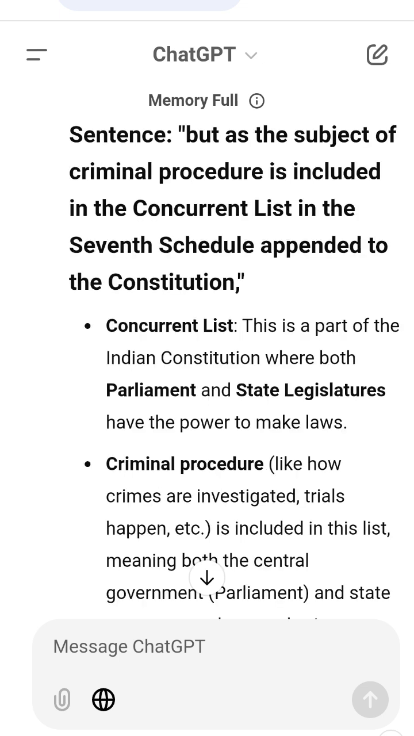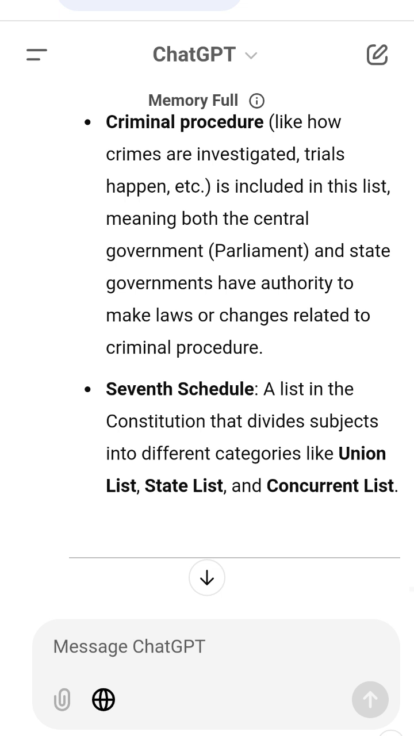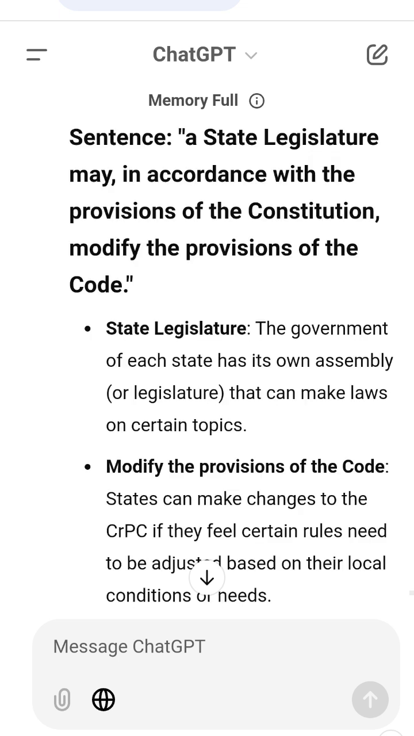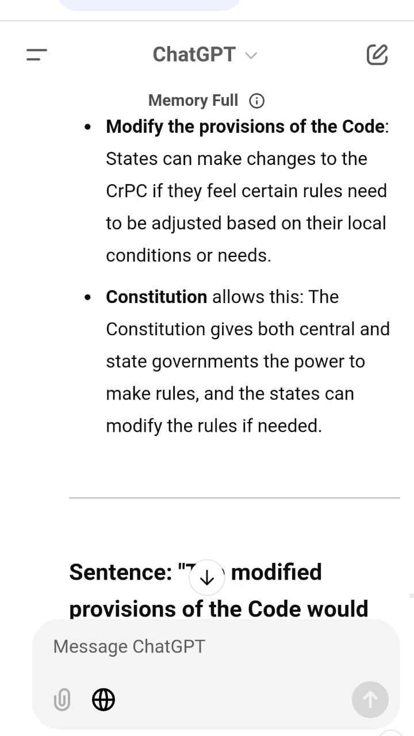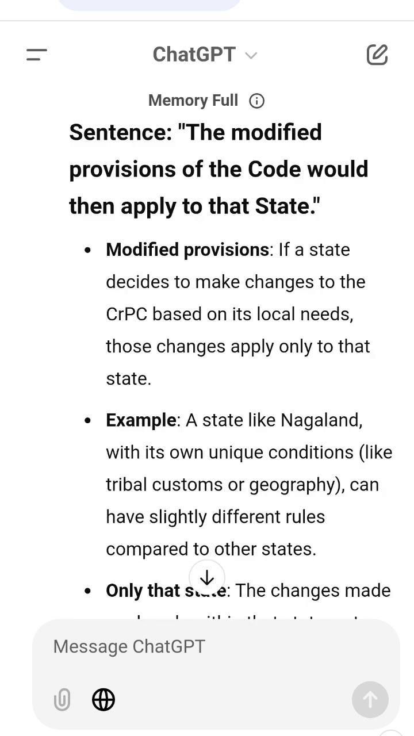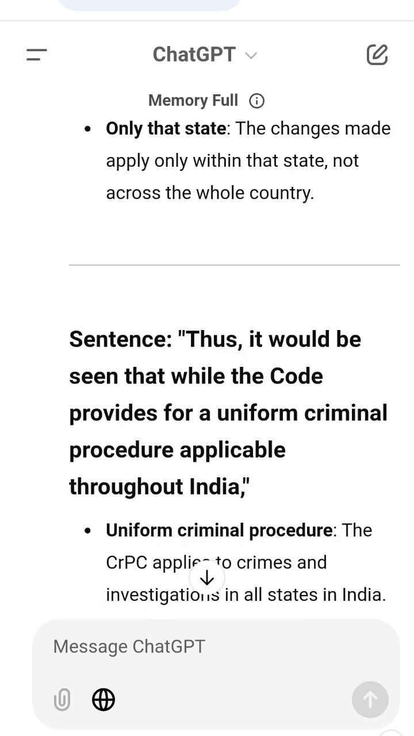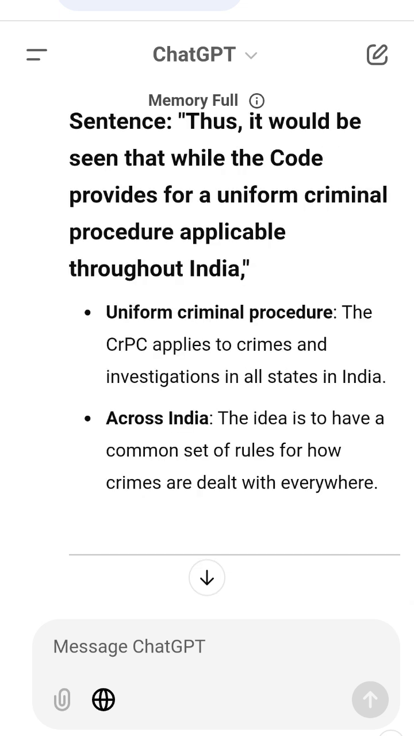Sections 1, 4, and 5. These sections deal with important aspects like the extent of the CRPC and how it applies to different parts of India. Constitution provisions. The Constitution allows for flexibility so that different areas, like states or regions, can have rules that fit their unique situations, like different laws for tribal areas or remote regions. Special local needs and conditions. Each state or region has its own problems or special conditions, like customs, geography, or culture, that might require different laws or rules.